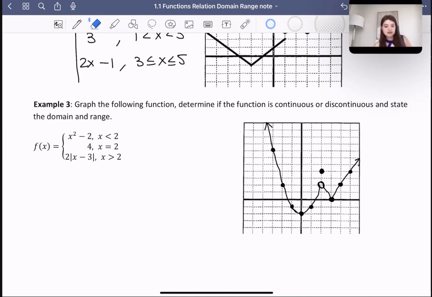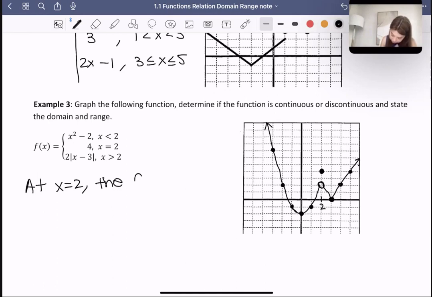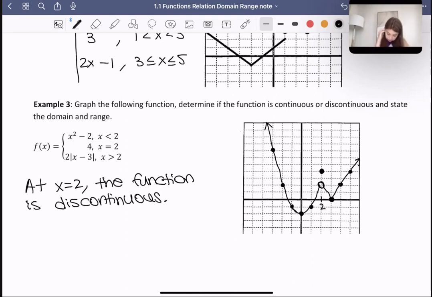Okay, but that's not all. It also says determine if the function is continuous or discontinuous. Well, the function is continuous throughout most of this, but the function is discontinuous right here at x equals 2. So at x equals 2, the function is discontinuous, right? Because it doesn't go to 2, 2 like the rest of the function is aiming for. It just jumps and goes up to 4 and then it comes on back down. So it's discontinuous at x equals 2.